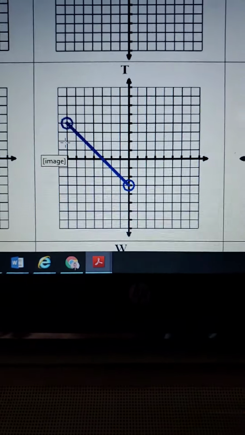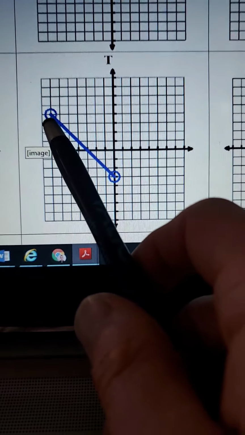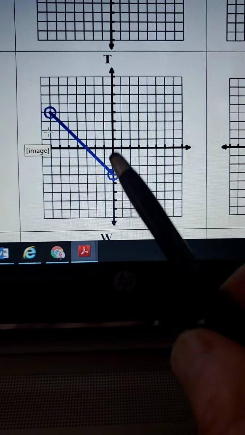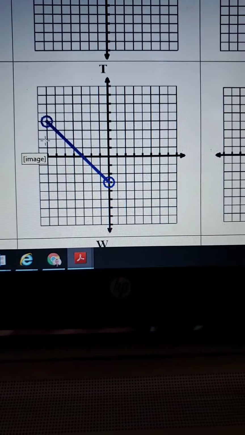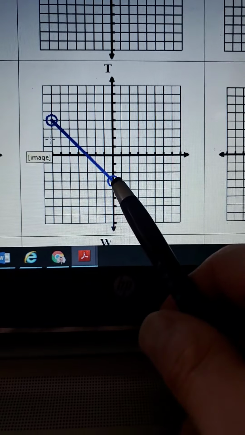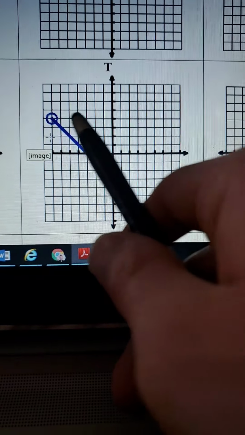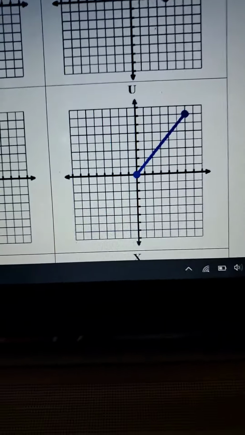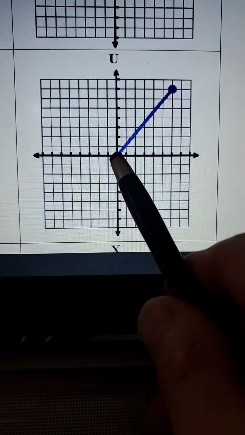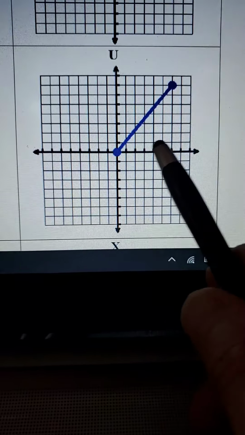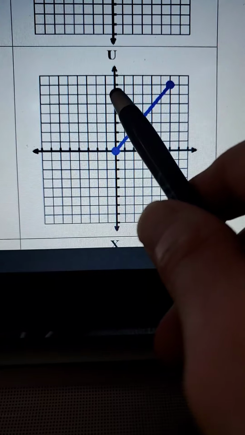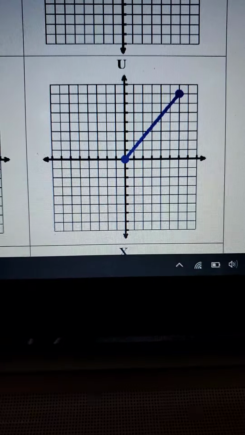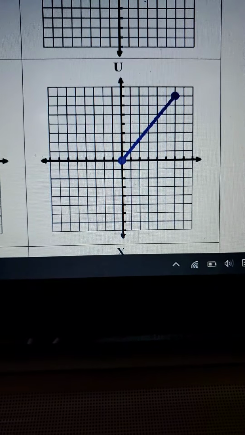All right, graph T. This is the furthest point to the left. It's left 7. Furthest point to the right, it's at 0. It's in line with the origin. Domain is -7 to 0. Range looks like -3 up to +4. Graph T is going to go with number 24. Domain 0 to 6. Range 0 to 7. Graph U goes with number 17. Yeah, graph U is number 17.